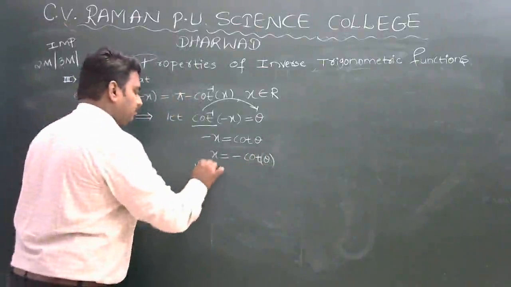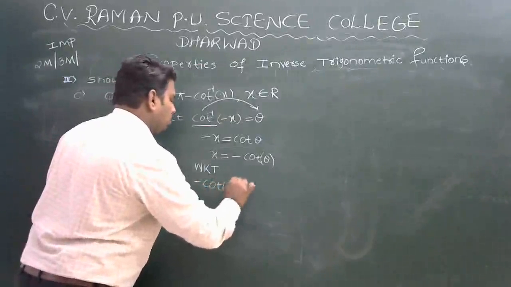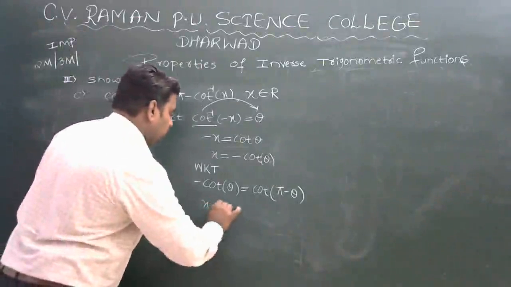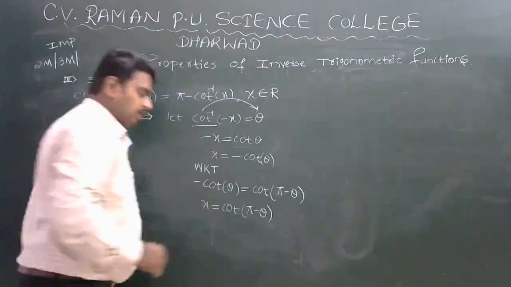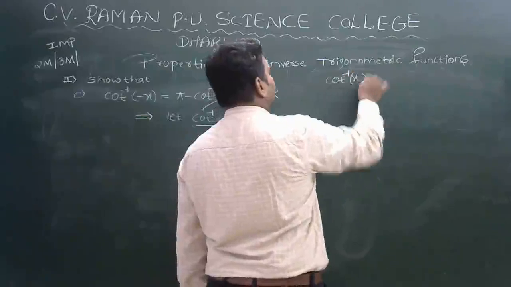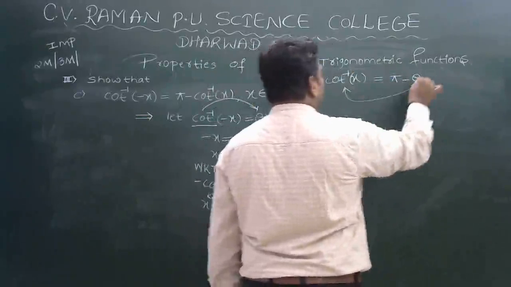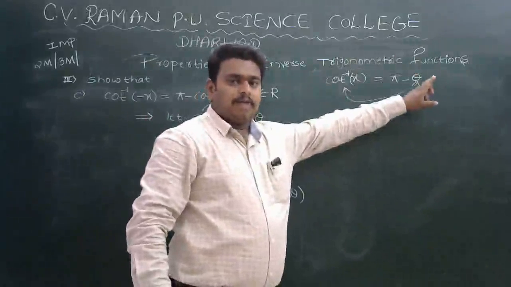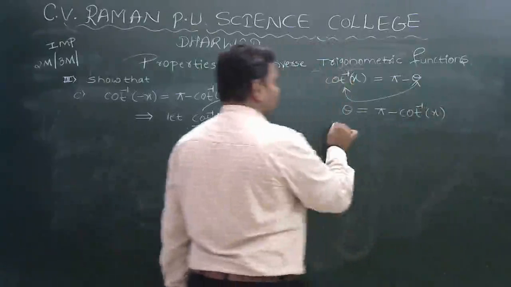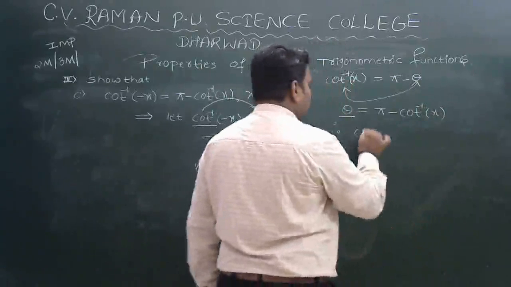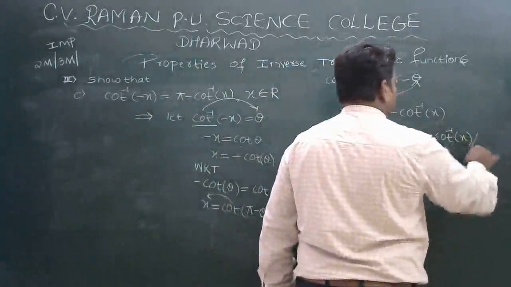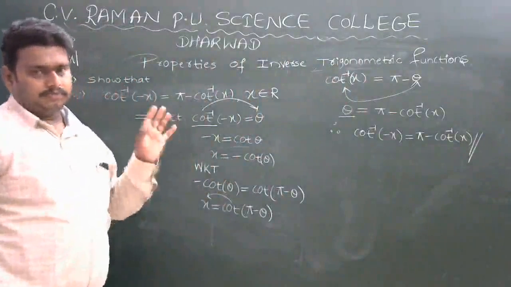So again we know that minus cot theta equals cot of pi minus theta. So I am going to write x equals cot of pi minus theta. Shifting this cot to the left hand side, it becomes cot inverse of x equals pi minus theta. Interchange cot inverse x to that side and minus theta to this side. So it becomes plus theta equals pi minus cot inverse of x. So what is the value of theta? Theta is cot inverse of minus x, equals pi minus cot inverse of x. This is the proof we need to prove here. Okay, we'll go for the next one.